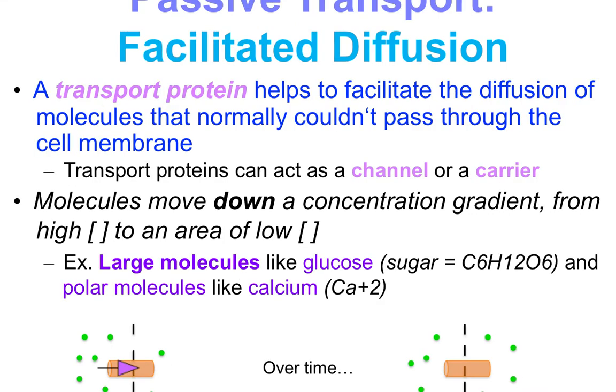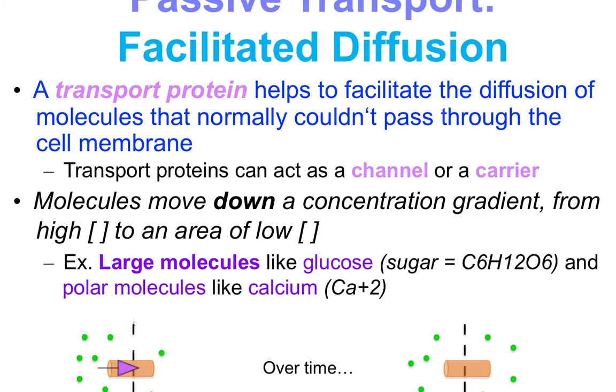Now, facilitated diffusion is usually done through a transport protein that helps along the diffusion of molecules that normally couldn't pass through the cell membrane. So transport proteins act as like a channel or a carrier. I like to think about it as a very particular shaped slide. And molecules will move down a concentration gradient from high to low. Large molecules, like the big six-ring sugar glucose, and polar molecules like calcium are just two examples of molecules that move through a protein channel.